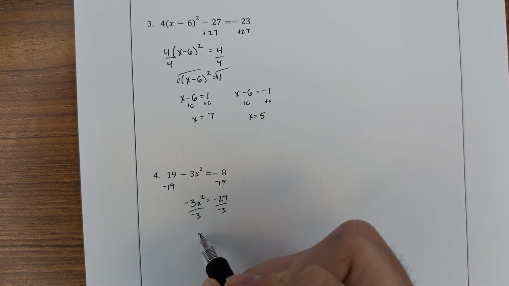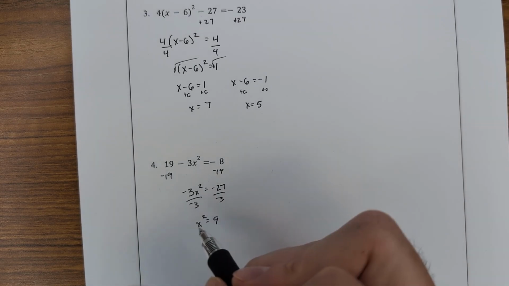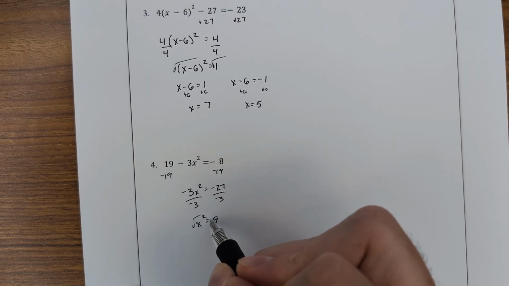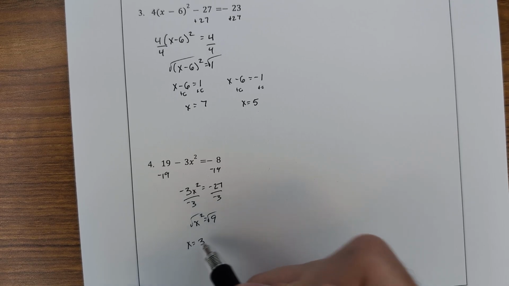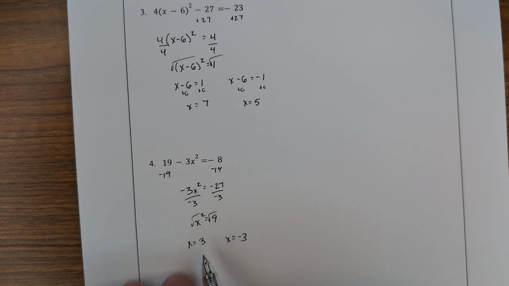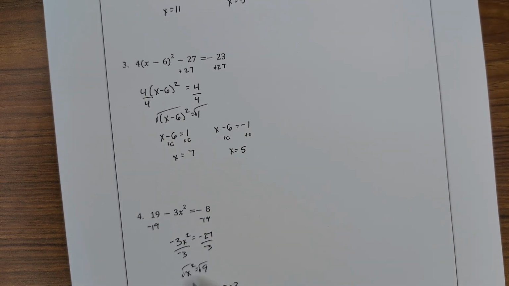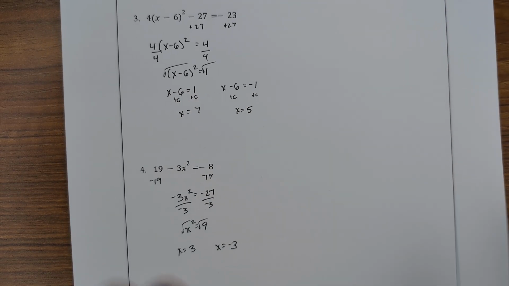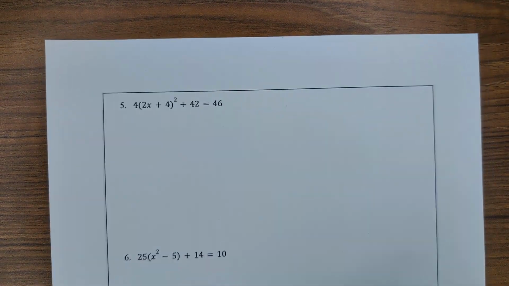Divide by the negative 3. So x squared is 9. Now the squared thing is by itself, so square root both sides. So I get 2 possible answers, 3 and negative 3. And there's no addition or subtraction like there were here, because once I take the square root, the x is in fact by itself. All right, number 5.